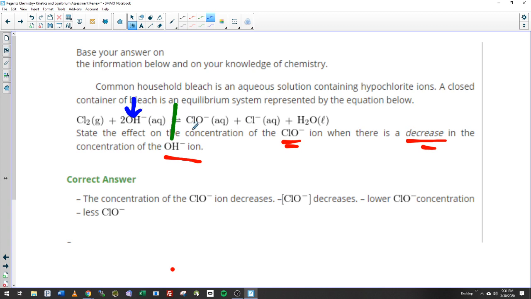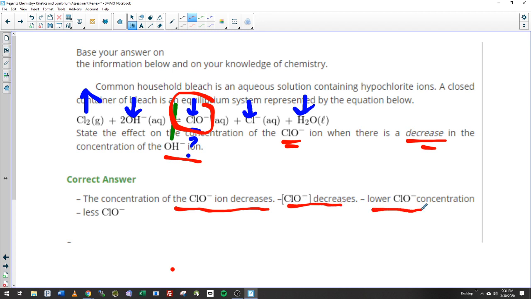They want to know how the chlorate is going to be affected. If there is less hydroxide, I'm going to start doing this shift. Less hydroxide means I cannot produce as many products, which means I will have excess chlorine lying around. I want the effect of this change. I specifically want to know how this guy is being affected. All I was looking for is that the concentration of ClO minus ion decreases. I have less ClO minus ion than I started with.